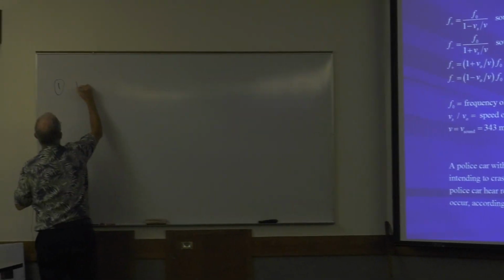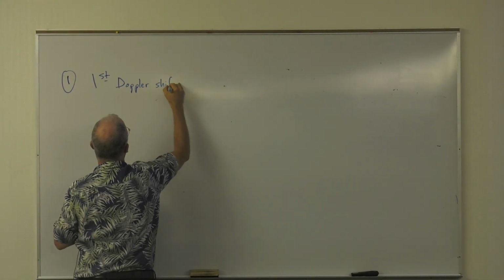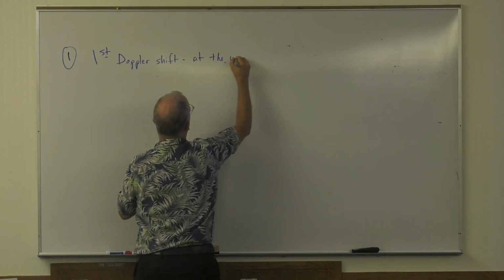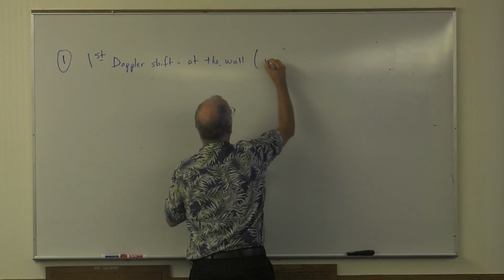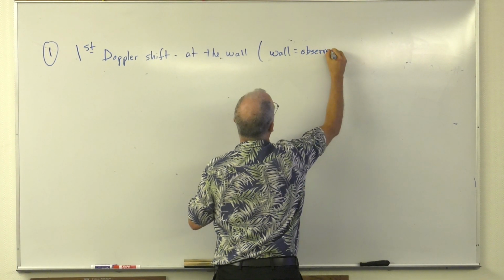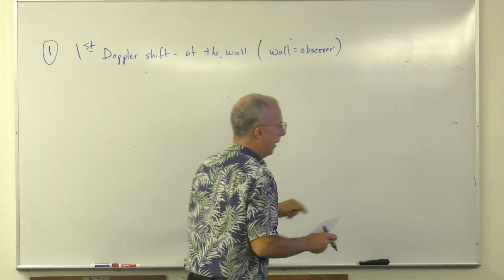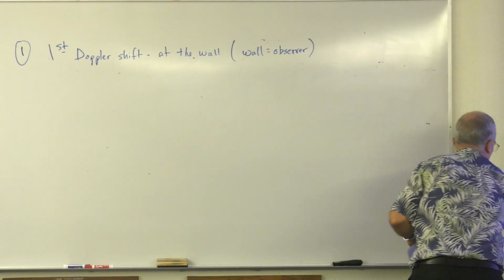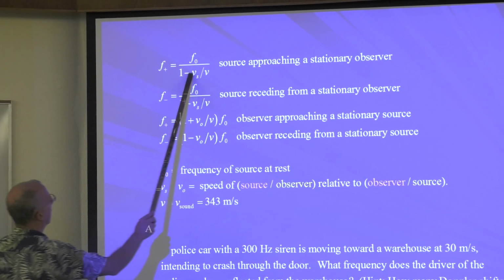So number one, the first Doppler shift occurs at the wall of the warehouse, and we're saying that the wall is the observer. All right, so we have a moving source, right? We have a moving police car and a stationary observer. So which equation are we going to use for that? Source approaching a stationary observer, right there.